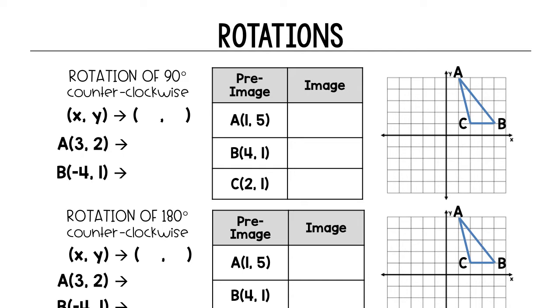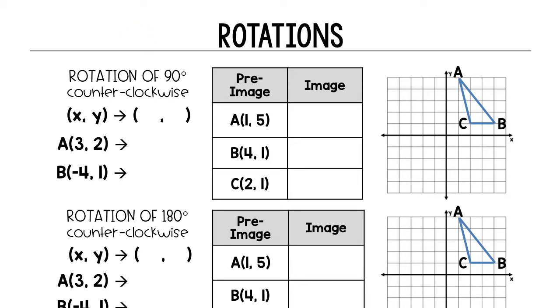First, rotation of 90 degrees. We're always going to move counterclockwise unless I tell you otherwise. So this says rotation of 90 degrees counterclockwise. Remember, a clock goes in this direction, which means counterclockwise is this direction, the opposite.